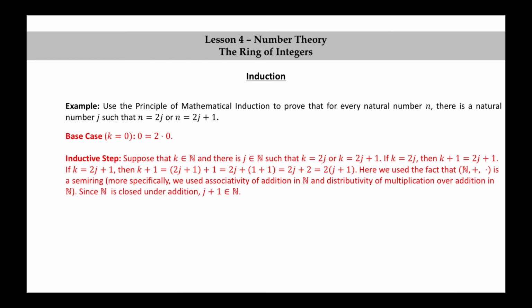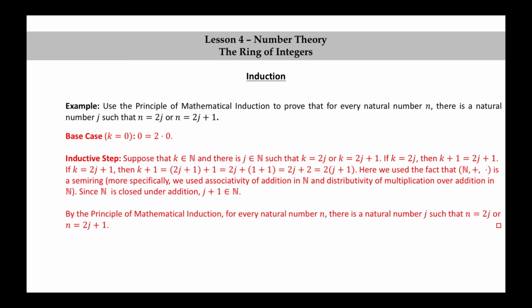Since the set of natural numbers is closed under addition, j plus 1 is a natural number. By the principle of mathematical induction, for every natural number n, there is a natural number j such that n is equal to 2j or n is equal to 2j plus 1.